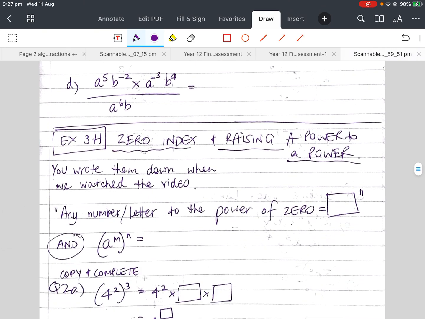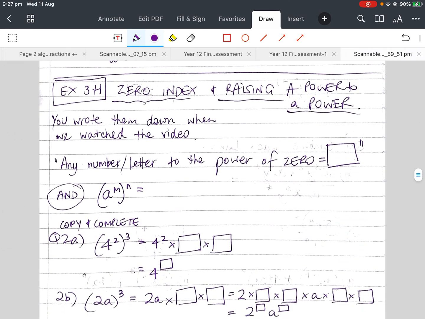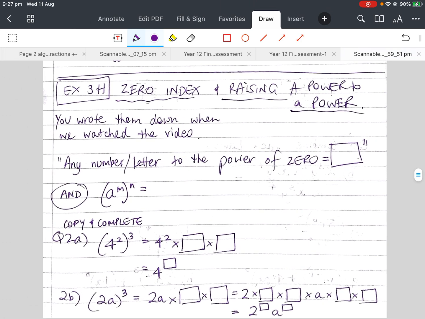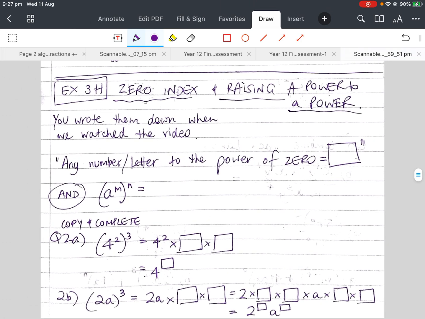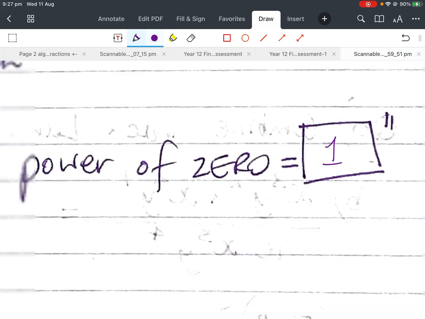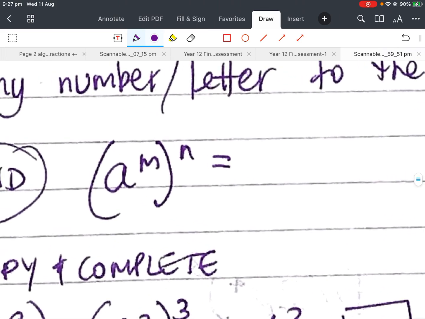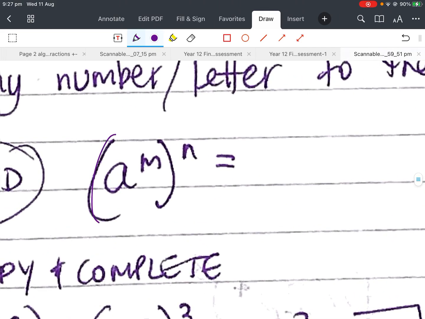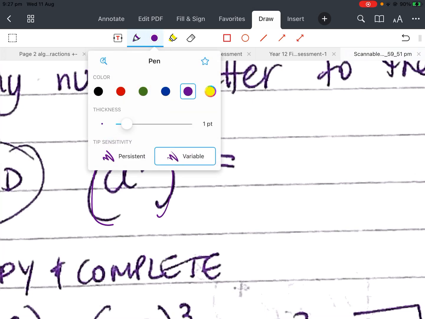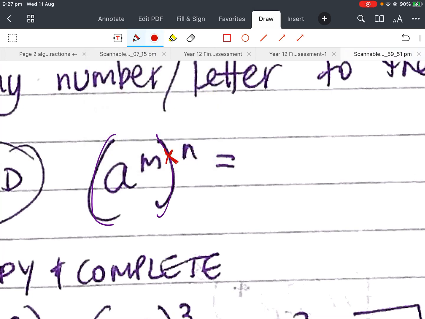Okay, 3h. Oh, maybe that's what I was just looking at. Alright, so when you watch the video, hopefully you figured out that anything to the power of 0 equals 1. Okay, oops, sorry about that. Okay, and when you have that brackets, the rule was that you multiply the indices. So it becomes a to the power of m times n.